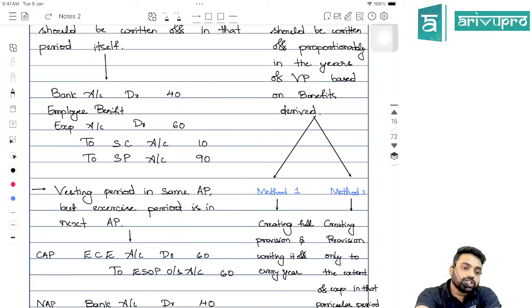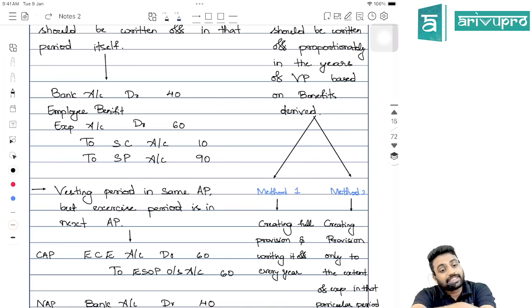If it goes beyond the year of granting, that is, if the vesting period goes beyond the period of granting, then we are going to divide it into 2. Accounting could be done in 2 methods. Method 1: in the first year we create the complete provision, and whatever related expense is there is written off every year on the basis of benefits derived. First year we are creating the full provision, whatever is required, and then we write it off every year.